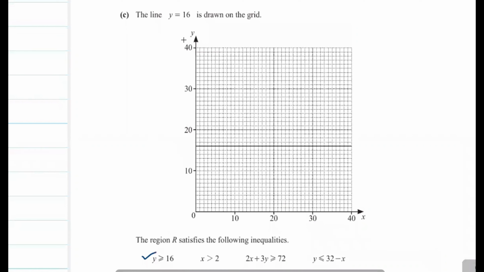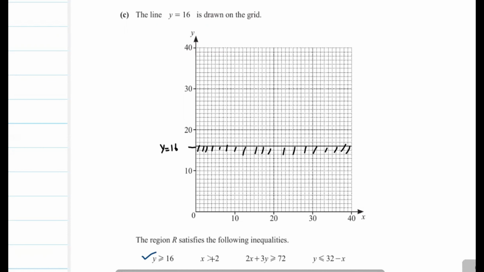Now we see that the line is y equal to 16. This is the line y equal to 16. The region y is greater than or equal to 16 is the upward region. The unwanted region is this one, so we shade this region, and the upward region will be unshaded.